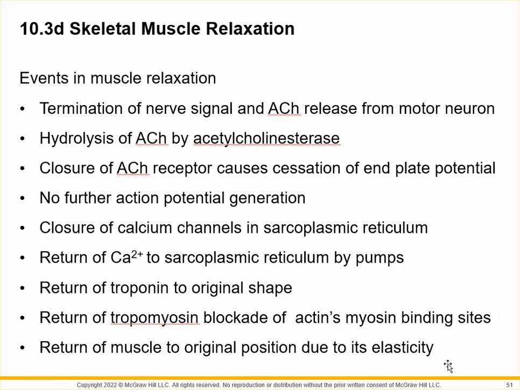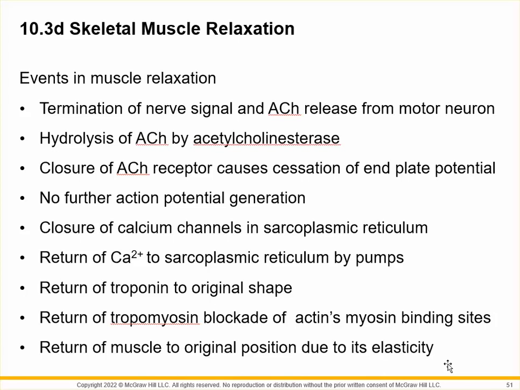the nerve signal at the motor neuron stops. So there's no more release of acetylcholine. I told you about acetylcholine esterase being present in the synaptic cleft. It hydrolyzes the acetylcholine, breaks it down, makes it no longer functional. So then the ACH receptors, the acetylcholine receptors, close and sodium stops coming in. So there's no further action potential.